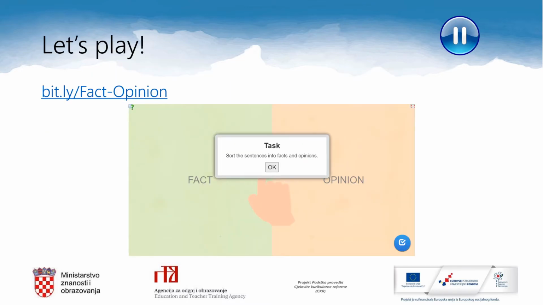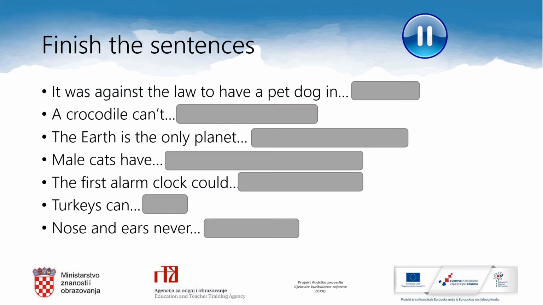I'm sure that you know the difference between the terms, so let's play a game. You're going to pause the video and copy this link into your browser. In the game, you need to sort the sentences into facts and opinions. And another game for you. Open your notebooks and copy these sentences. Try to finish each sentence the way you think it should end. When you're finished, start the video again.